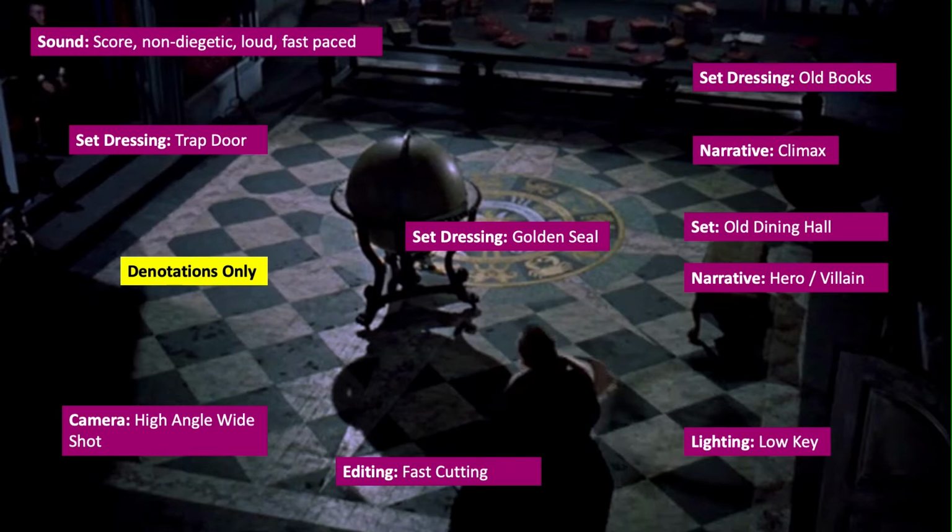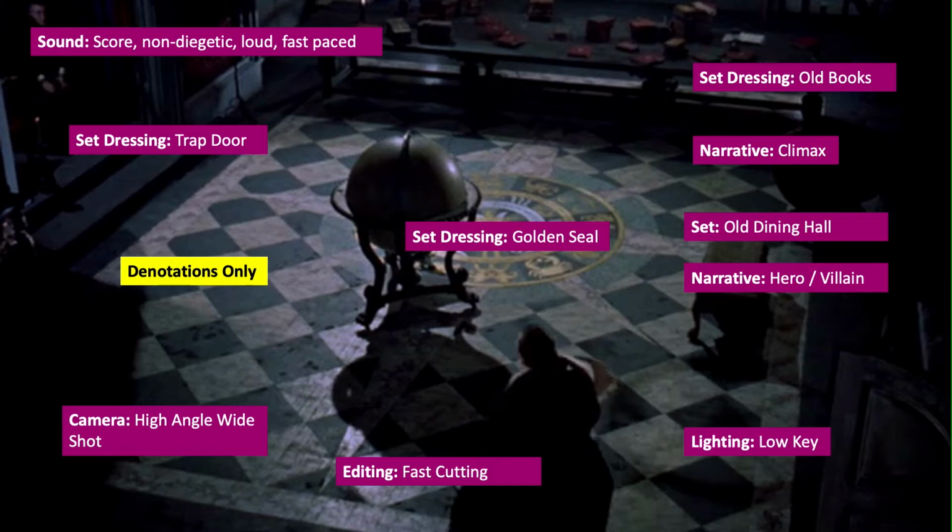So if I was to analyse it, this is what I would say. So the score is non-diegetic, loud and fast-paced to make it exciting and dramatic. The trapdoor would suggest that Dracula is trying to escape down into the cellar. The high-angle wide shot lets the audience see the entire scene and see the relationship between the two characters. In terms of the editing, it's fast-cutting to make it more dramatic and exciting. Also lighting low key because it's a horror film, so it needs to build up tension, needs to be horrific. So one way of doing that is to use low key lighting and just to show the darkness and the danger that the hero is in.